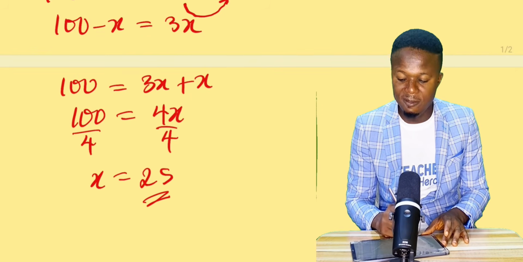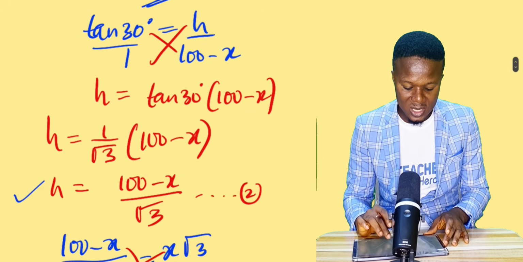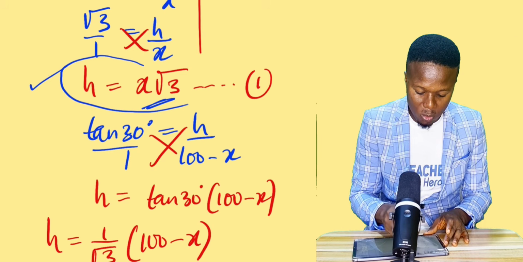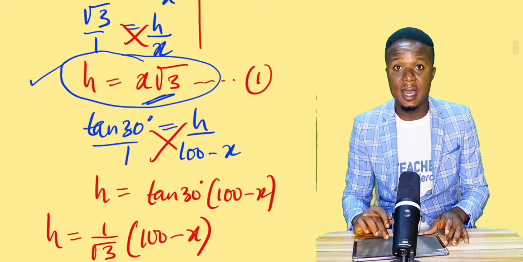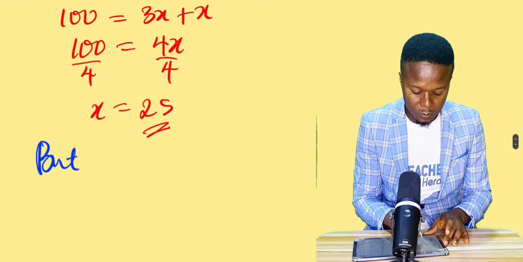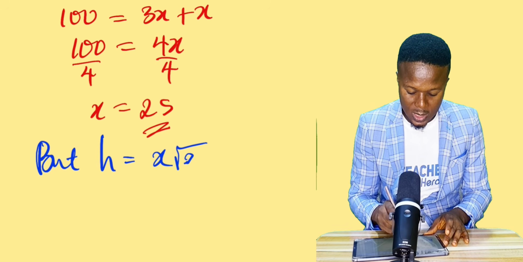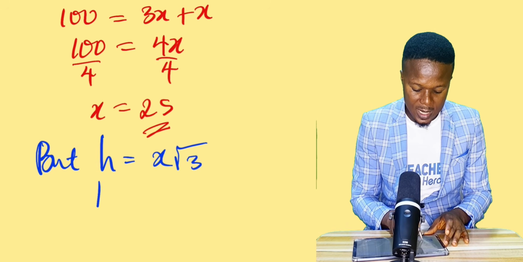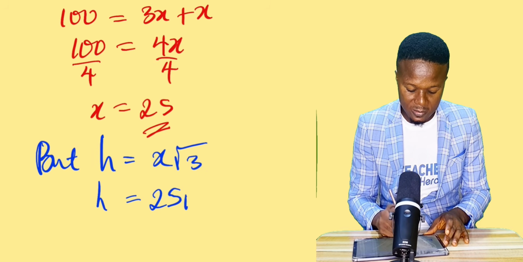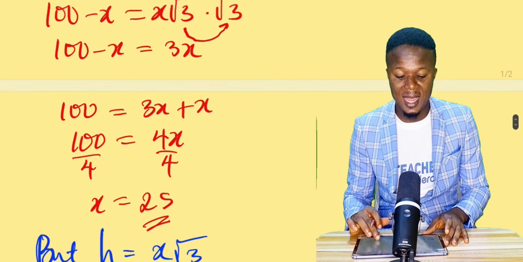x is 25, but we are not looking for x. Our target is to find the height. So without wasting time, we've all known that the height is equal to x root 3, that is x multiplied by root 3. So h becomes x, and x is now 25. So it will be 25 root 3. So this is the value of the height that we are looking for.